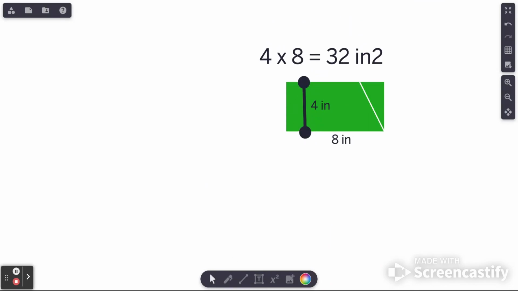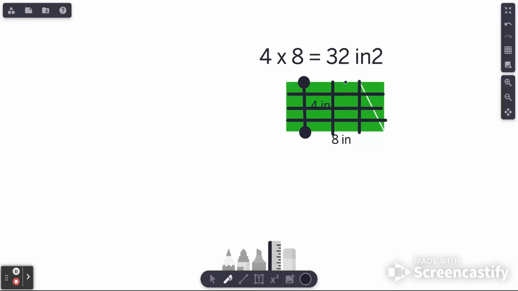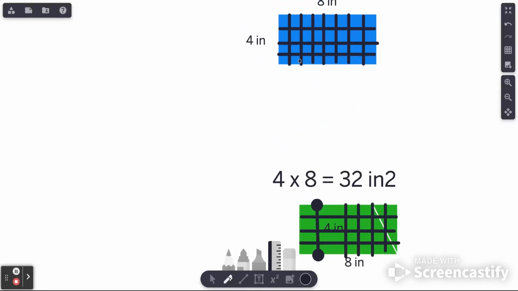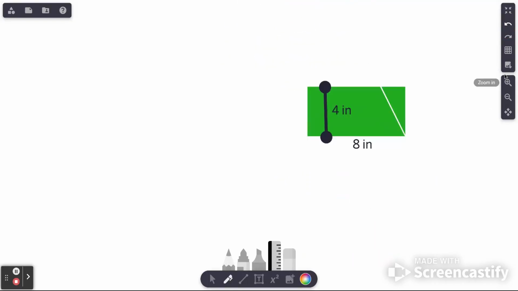And if I were to draw my lines, I could still draw it out just like I did with my rectangle. I could say, okay, I have 4 by 8. If I wanted to draw all those lines and count them out, I would still get 32 square inches, because it is the exact same area, even though my shape to begin with looked a bit different, because of this piece that we were able to move from one spot to the other.